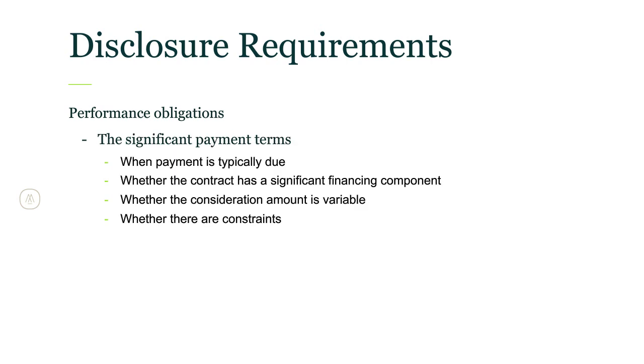So these are items that are the significant payment terms that you may have to include, when your payment is typically due. If there's variable amounts of consideration, so if the potential amount of revenue you're earning could fluctuate based on some variability in the contract, or whether there's constraints or limitations on the total amount of revenue that you may earn, those items would need to be disclosed.